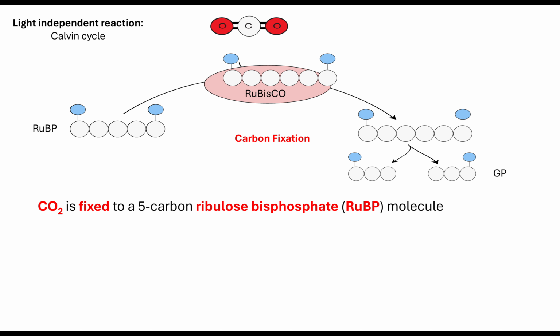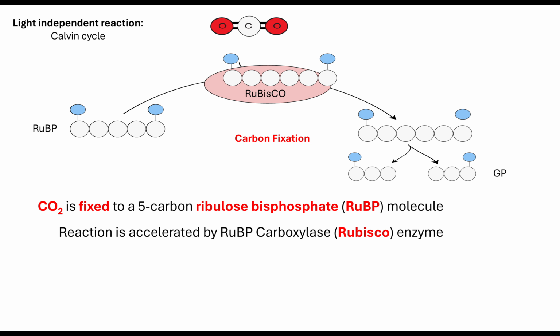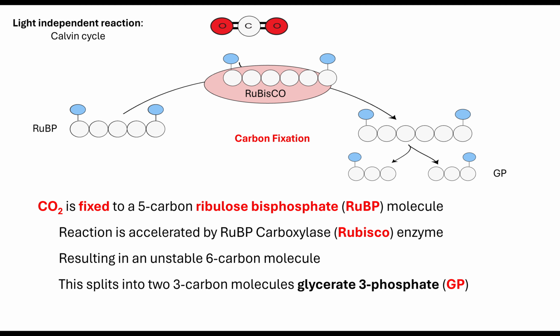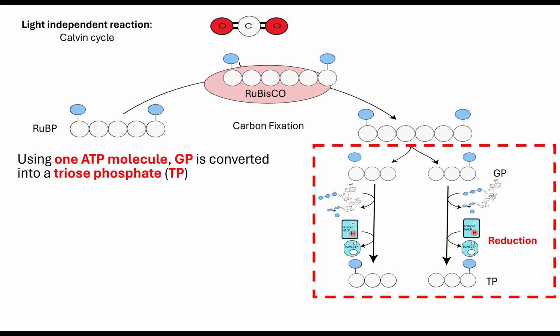So let's just recap that then. When we go from our RuBP and we use Rubisco to accelerate the joining together, the fixation of the carbon dioxide, we are actually using an enzyme which is lowering that activation energy, and that is going to result in this 6-carbon molecule which is unstable. That will then split into those 2 3-carbon molecules, which is our glycerate 3-phosphate, which you call GP.